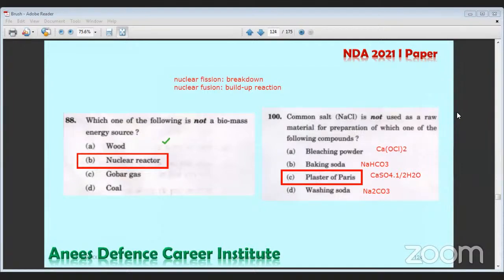Again, I'm repeating myself. Chemistry accounts for almost how many marks? 80 marks in your NDA paper. 80 marks is a lot of marks. Out of 300, 80 to 88 marks is for chemistry. Approximately 22 questions. If you get the basics clear, it's not even difficult, it's very easy. If you get it done, you'll have those 80 marks in your hand.